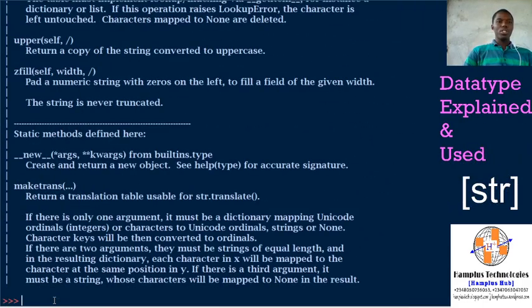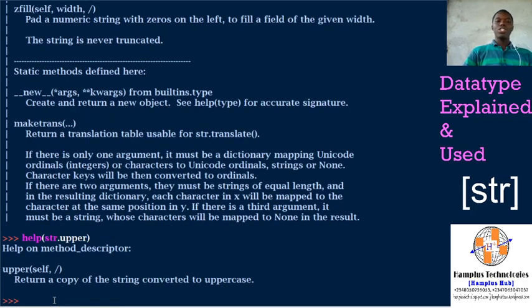Let me pick a function. Okay, upper. I'll say help str dot upper, and it tells me that it returns the given string, the string that has been supplied to the function, as uppercase. So let's start the explanation from this upper.